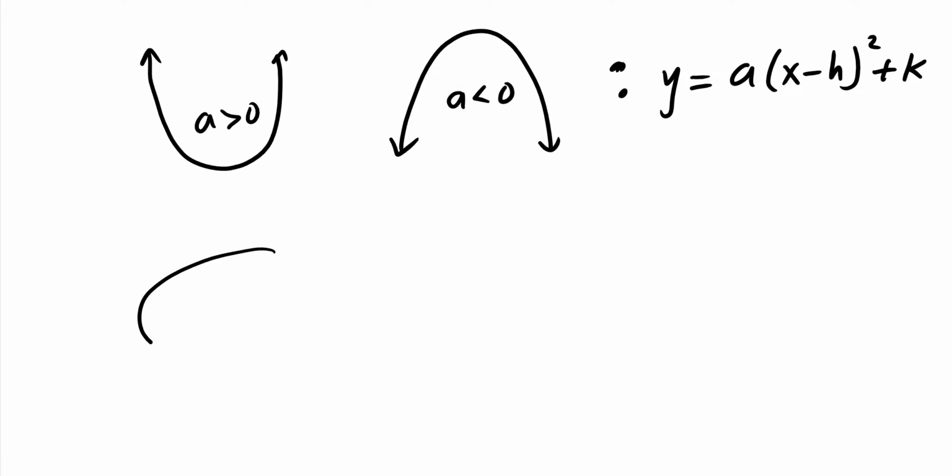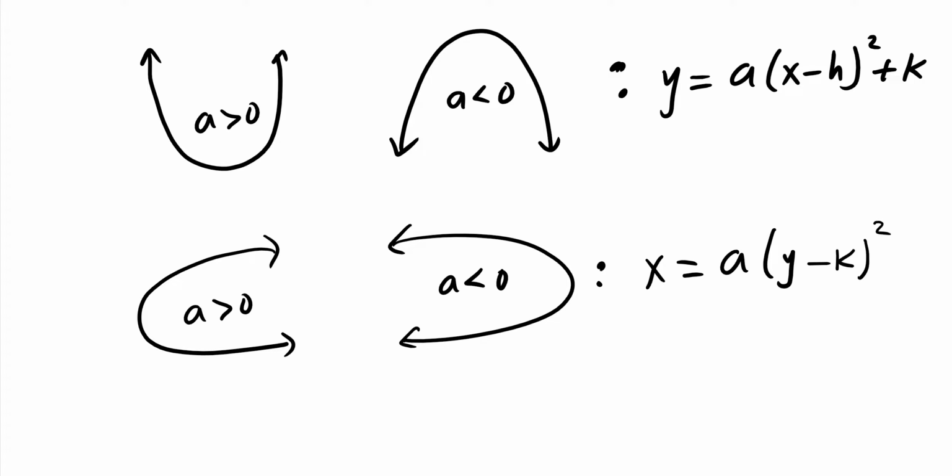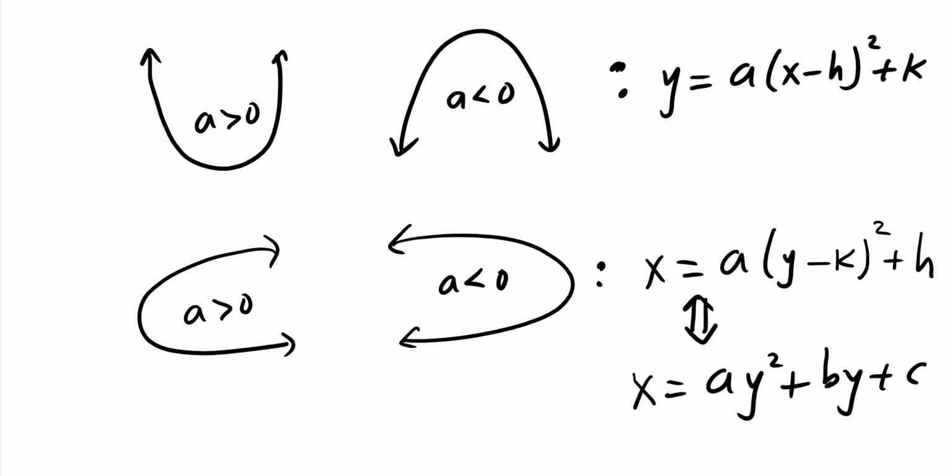Now, can it open to the right or to the left? The answer is yes. This is when a is positive, a is negative, but the equation here is slightly different. So that would be x equals a times y minus k squared plus h. So k, h, h, k, x, y, y, x. You swap them. In other words, you can have x equals ay squared plus by plus c. So instead of xy, yx. So this is the other form.